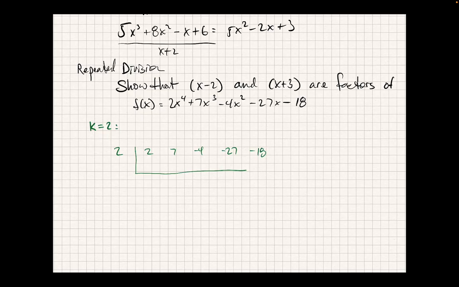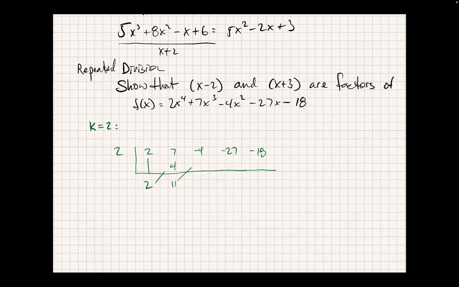So where do I start? Okay, so bring down the 2. Then 2 times 2 is 4. And then 7 plus 4 is 11. Mm-hmm.